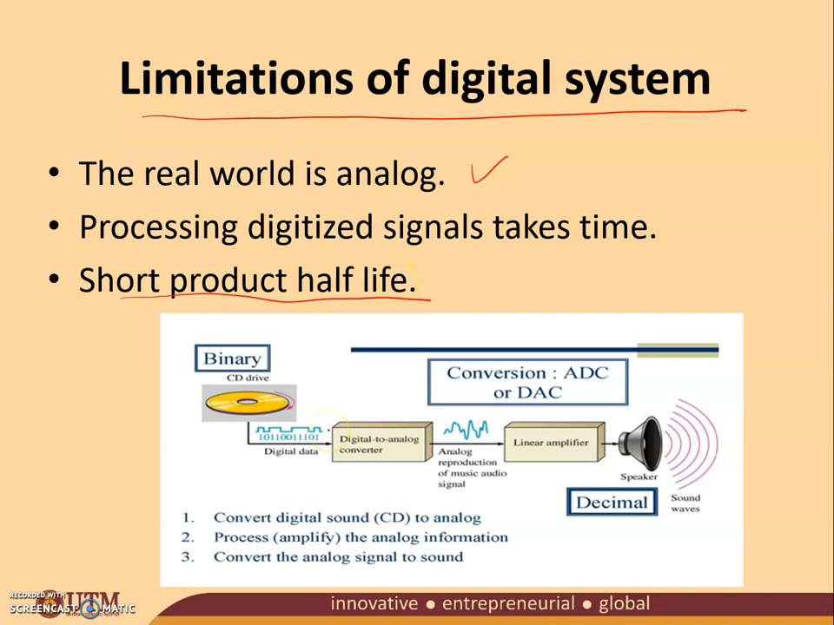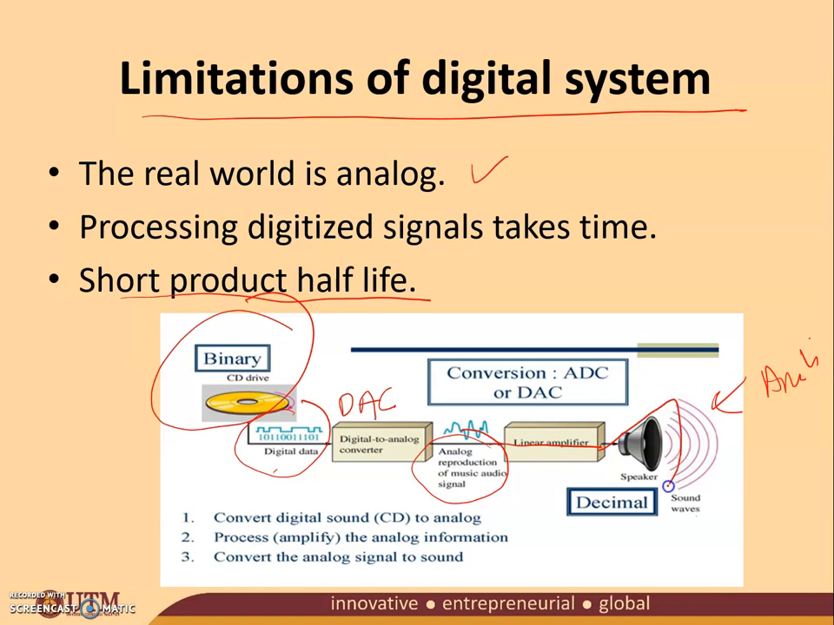So here is the example of the conversion of the signal from the digital back to the sound wave, which is the analog. You have your binary CD drive, then you have the digital data, then you go towards the digital to analog converter. Here, the digital will be converted to analog. For the analog reproduction of the music audio signal, we go through a linear amplifier to amplify the signal. Convert the digital sound on CD to analog, process and amplify the analog information, then we convert the analog signal to sound.